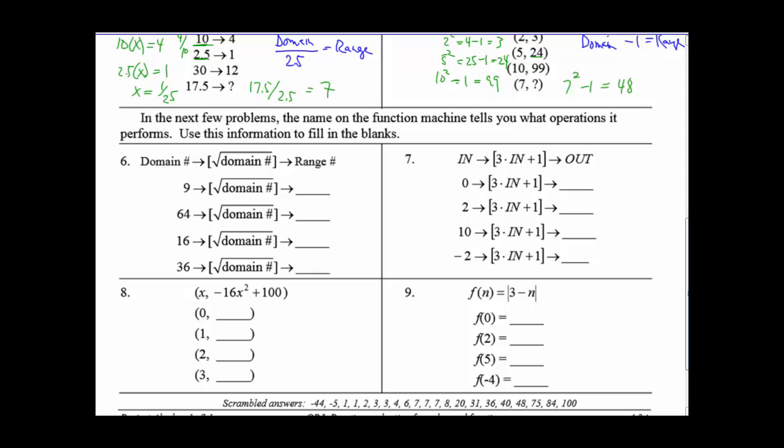All right, 6. We're taking some domain number. We're going to apply a square root. So if we take the root of that domain number, we are going to get our range. So if we input 9 and we take the square root of 9, you should get 3. Okay, if we take the square root of 64, yes, you get 8. If you take the square root of 16, input, we get 4. So then if we input 36, you should get 6.